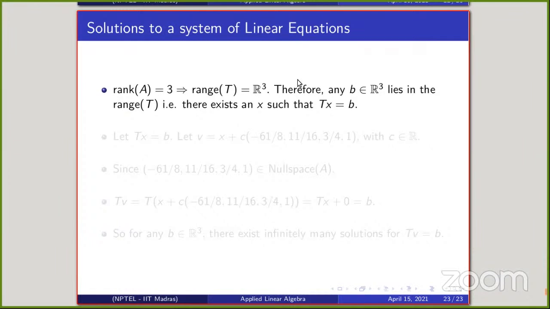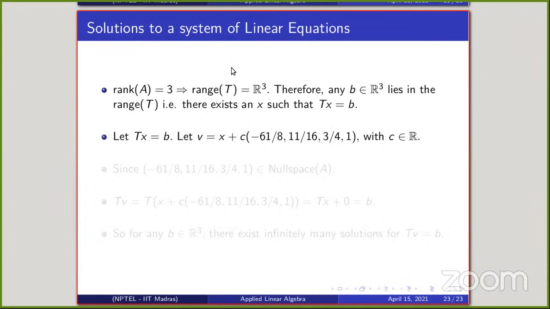That means there exists an X in R^4 for every B in R^3, such that T times X is B. So for every B in R^3, we know that there is at least one solution to the equation TV equals B. We need to decide whether it has infinitely many solutions or a unique solution.